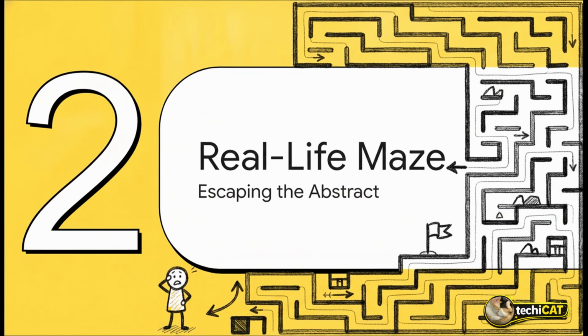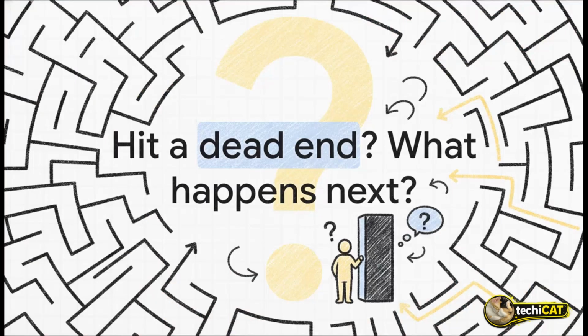Which brings us to section 2, a real-life maze question, escaping the abstract. To really get this, imagine you're trying to find your way out of a massive physical maze. You're walking along, making your turns, and then, boom, you hit a dead end. So what exactly happens next? I mean, you don't just magically teleport back to the starting line, right? Think about what you actually physically do in that moment to solve the problem.